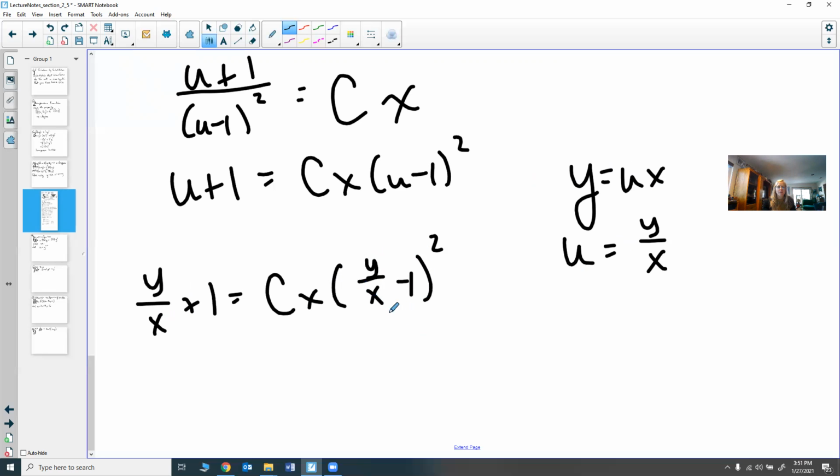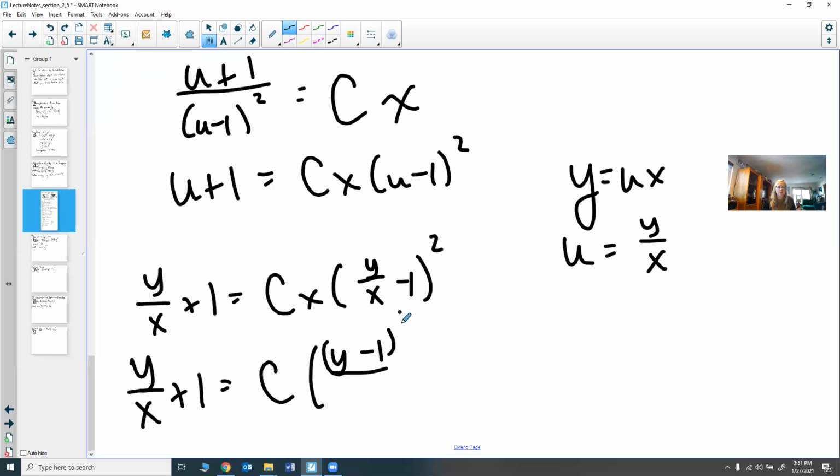Notice here, I can simplify this a little bit. I can think about having this be y minus x over x, and then of the squared x's, one of them would cancel. So you get y over x plus 1 is equal to c times y minus x squared over x, when I do that simplification. And there is my solution to this differential equation.